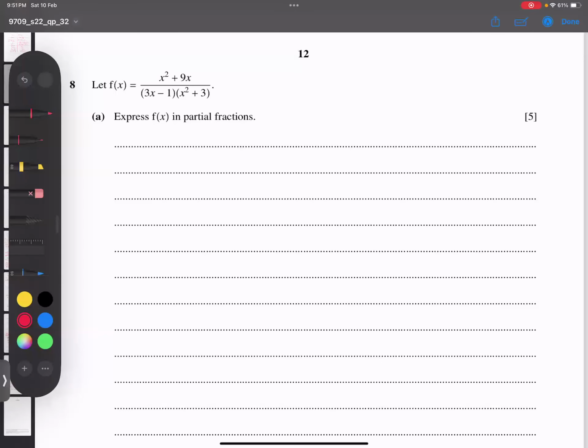Bismillah ar-Rahman ar-Rahim. This is June 2022, variant 32, question number 8. So first we do partial fraction.